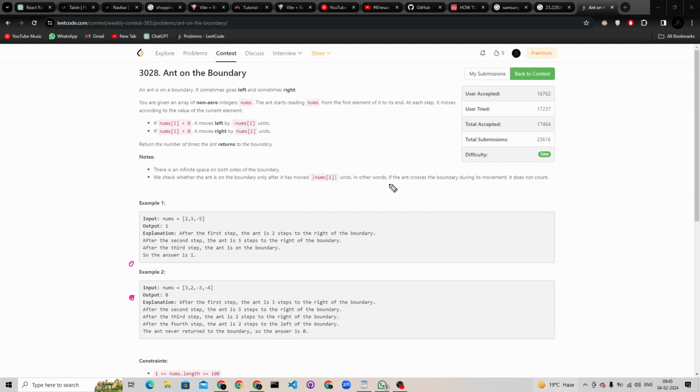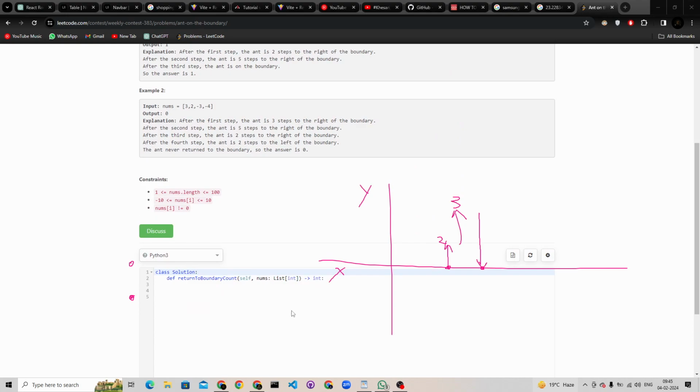Okay, so I'll just explain it like this. Assume this is the x coordinate, this is the y coordinate. The ant is initially at this position, right? And whenever the ant reads 2 it goes in the positive direction, and again, whenever an ant reads a positive number, which is 3, it goes in the positive direction. And whenever the ant reads a negative number, it goes in the negative direction, that is 5. So we just have to return the number of times the ant comes to this position, which is at the x coordinate. So it's a simple question, nothing much to do here.